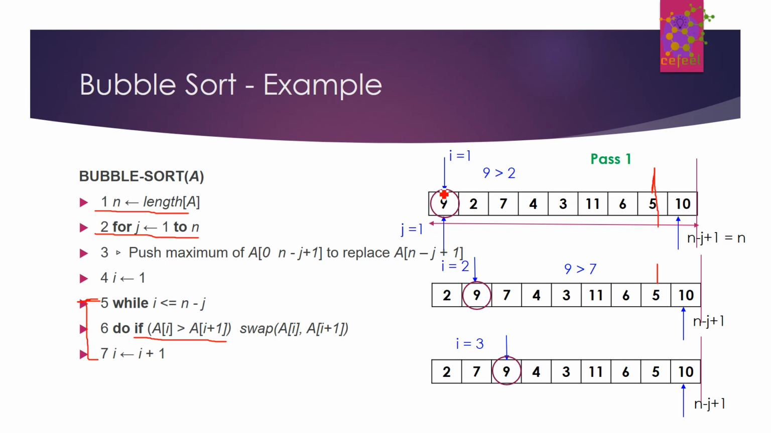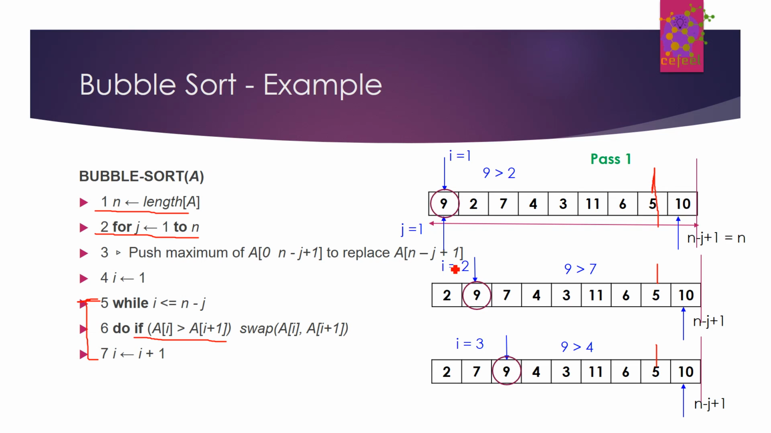Now step 7, and we repeat the loop again, which means we go to step 5 again and see if I is less than n minus j. So I is still less than n minus j because I is at 3 and n minus j is n minus 1 here. Notice what is happening here. Now ai and ai plus 1 are again compared, and 9 is greater than 4.